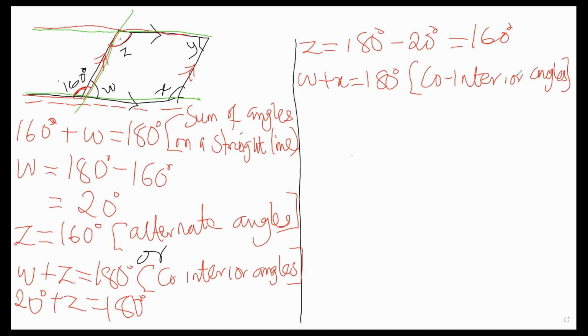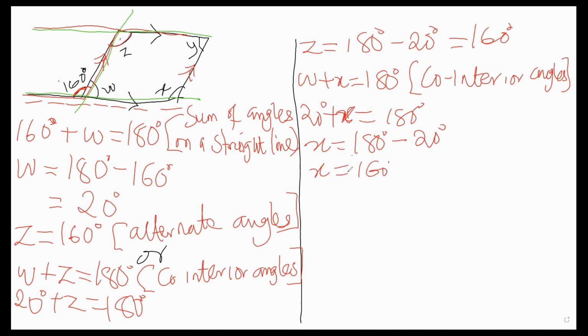So we have that, don't forget the value of our W is 20. So we have 20 degrees plus X is equal to 180 degrees. Our X is equal to 180 minus 20 degrees. Our X is also equal to 160 degrees. Now let's find the last value, which is Y.